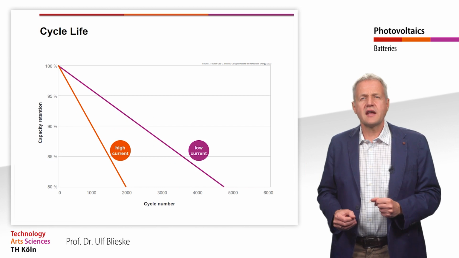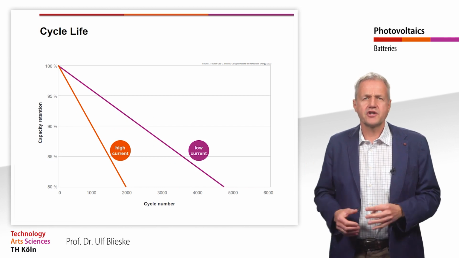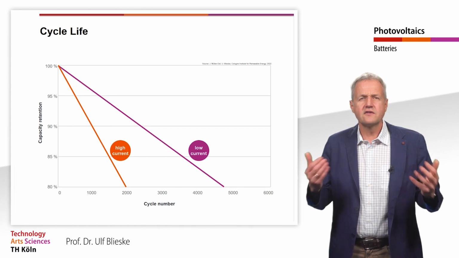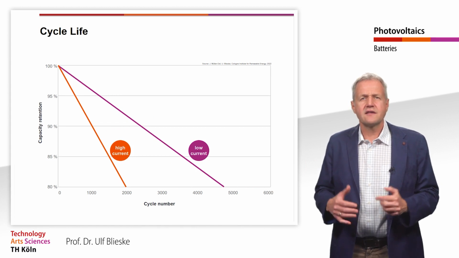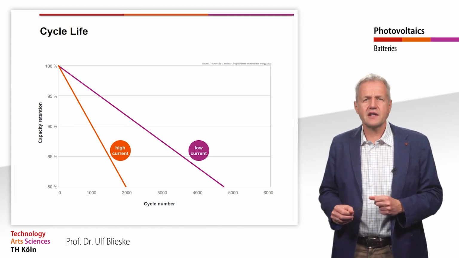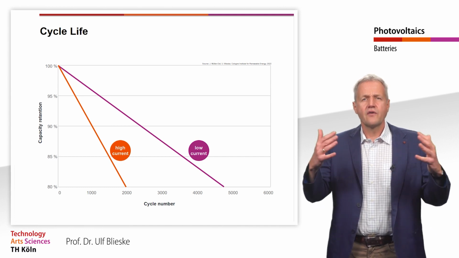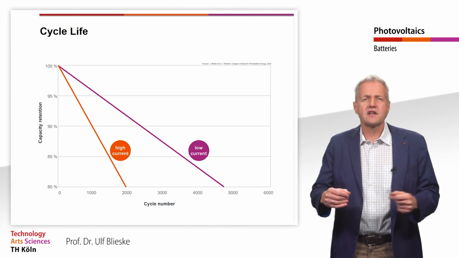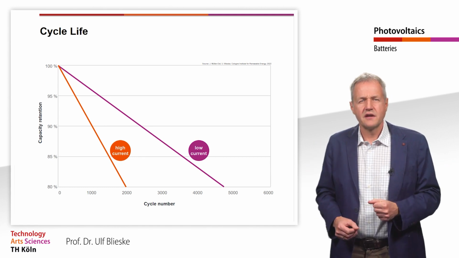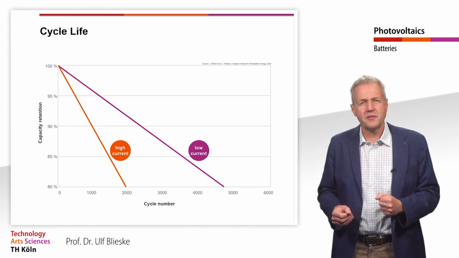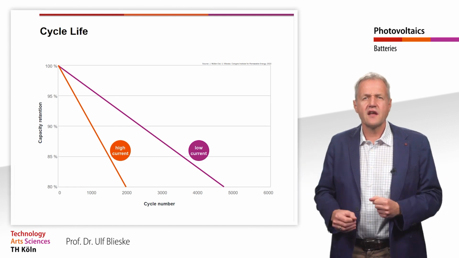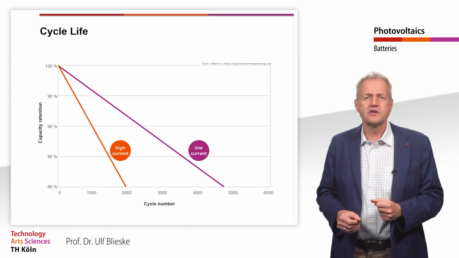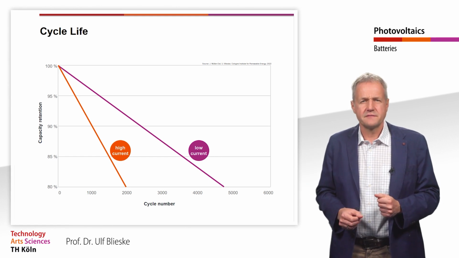In addition to the depth of discharge, the temperature also has a significant influence on the cycle life. This is due to the fact that the reactivity of the electrode materials increases with rising temperature. This speeds the aging of the accumulator. In addition to high outside temperatures, high temperatures are mainly caused by high currents, meaning a heavy load on the battery.